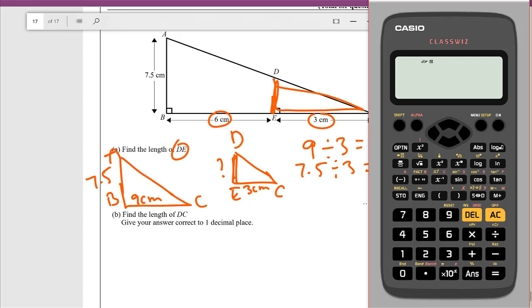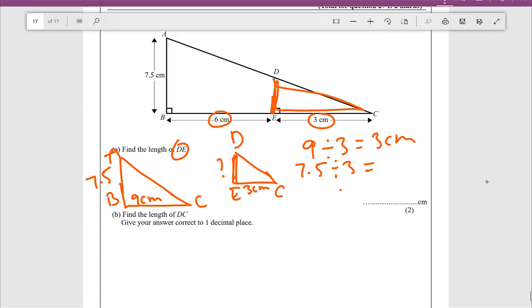So 7.5 divided by 3, and that gives an answer of 5/2. I change it to decimal, 2.5. So the answer is 2.5 centimeters, and that's worth 2 marks. Let's have a look at the next question.